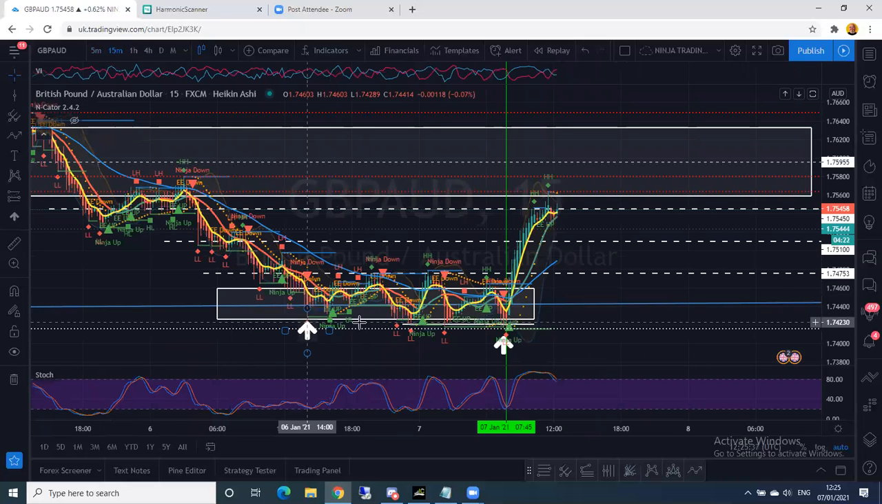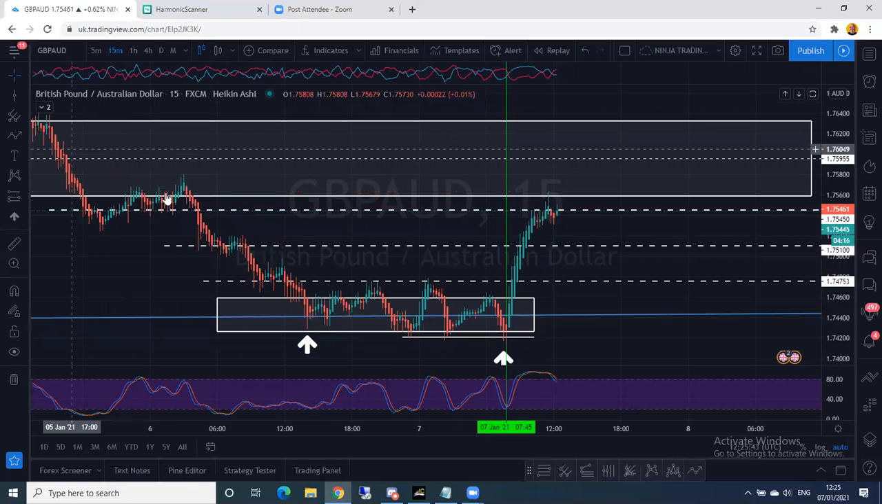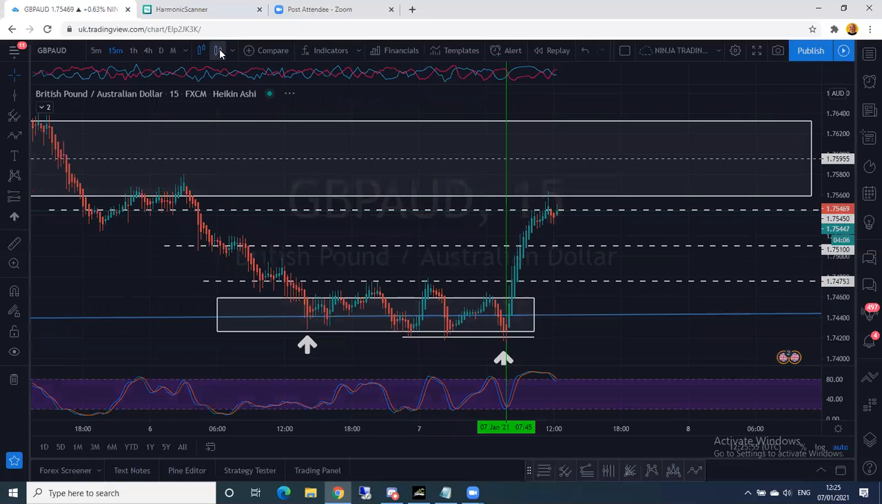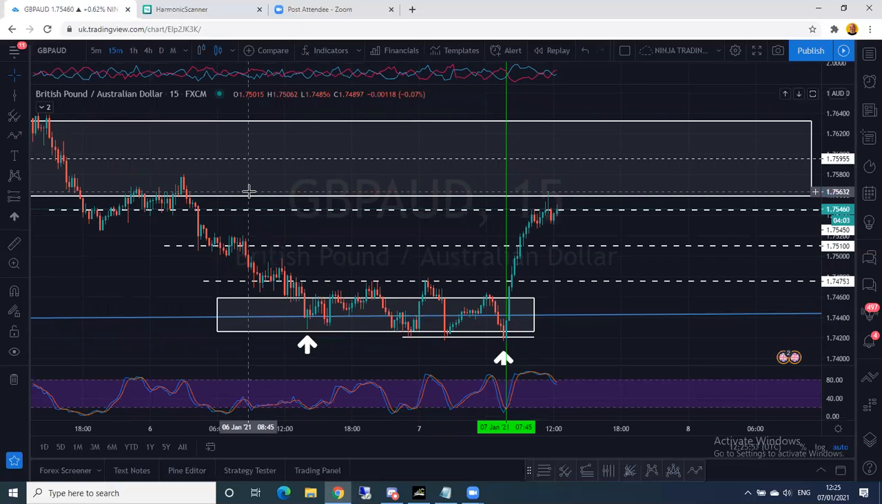So this rectangle here is what I've marked off along the bottom. In fact, I'm just going to turn the Ninjacator off for a second so we've got a little bit less noise on the chart so we can see things clearly. So this rectangle, in fact, I'm going to go back onto ordinary candles for a moment as well, just so you can see what's what.